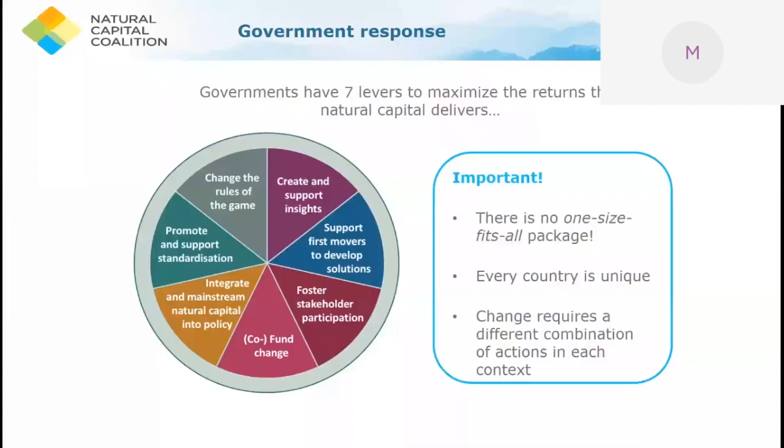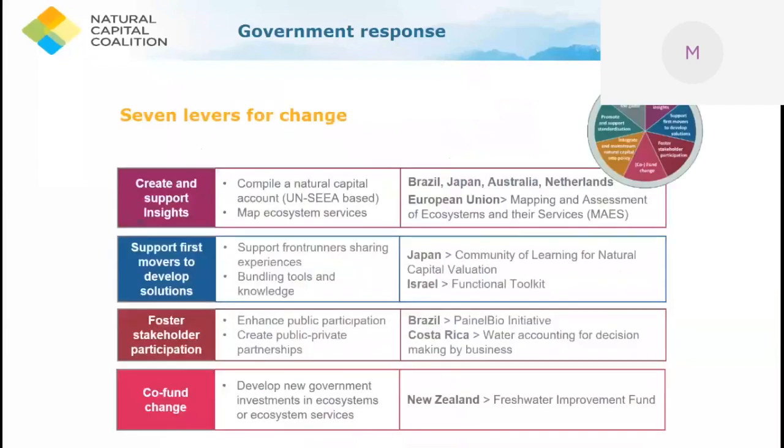If we move to the next slide, we can go deeper into these levers. The first lever is focused on creating information, so creating and supporting insights. Governments are doing this in different ways, organizing information through accounts, like using the System of Environmental and Economic Accounts, explaining the connections between the economy and nature, or mapping, for example, using maps of ecosystem services. The second kind of lever is trying to promote the work of front runners, because by sharing their experiences, their knowledge, and the tools they are using, they can convince others and they can scale up the use of natural capital approaches. The third lever is focused on participation.